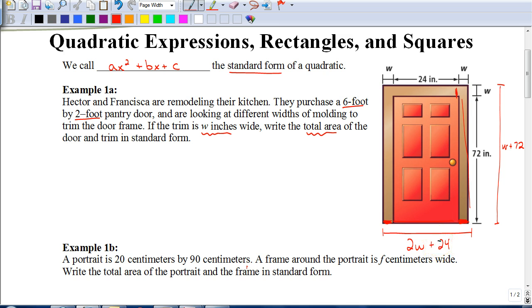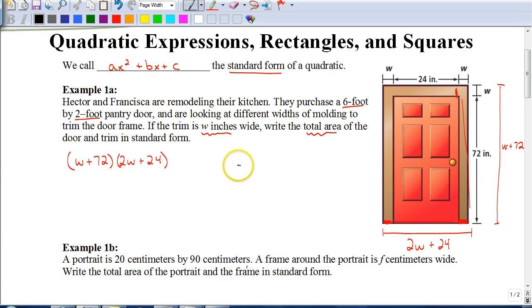Now, here's what I want to get at. Total area is not finding just the dimensions. This is not my answer. If I asked you for the area of our classroom and you said our classroom was 22 feet by 30 feet, that's not the total area, that's just the dimensions. So make sure when they ask you for the total area that you do multiply these together.